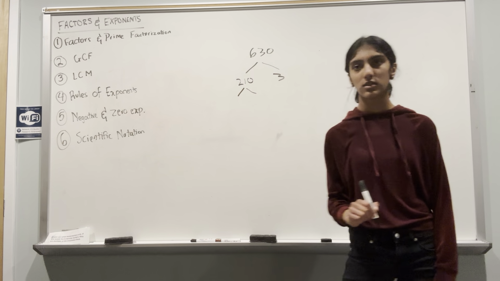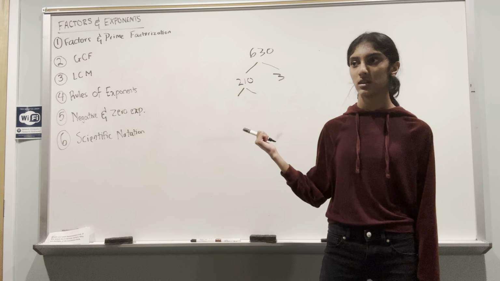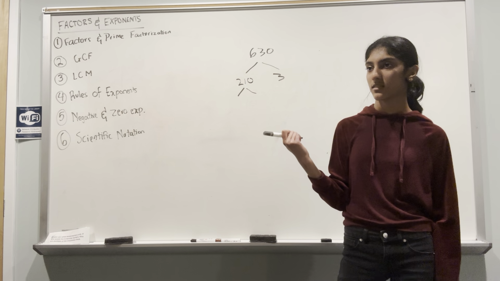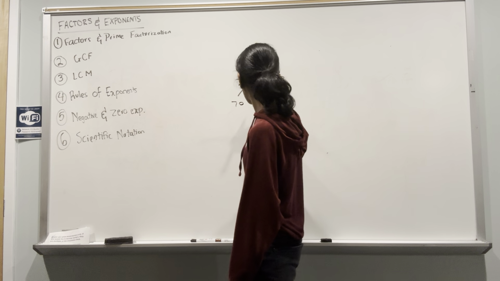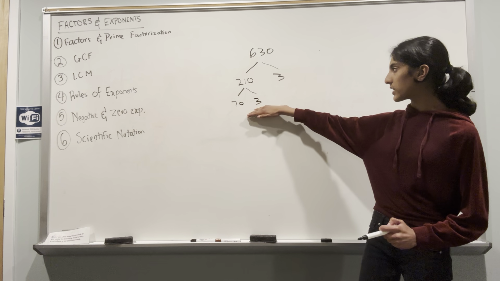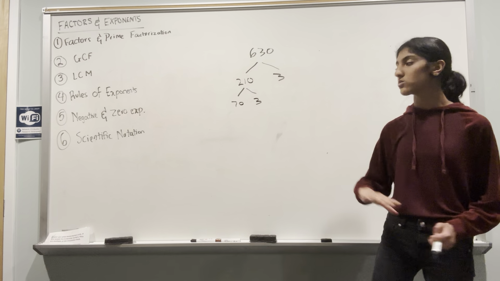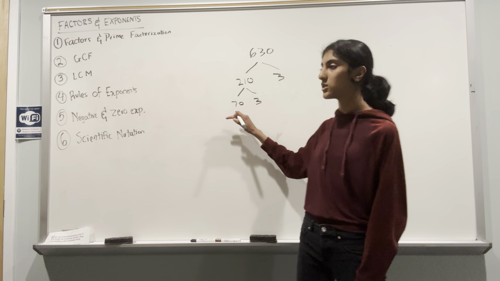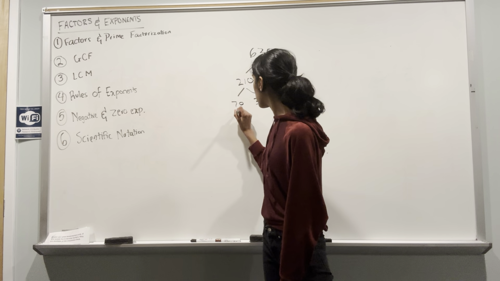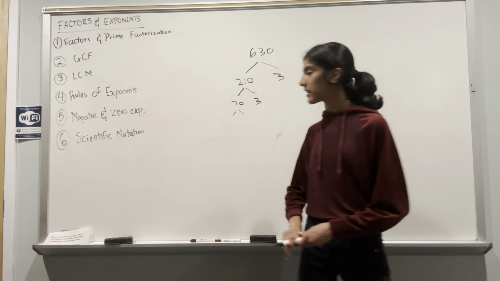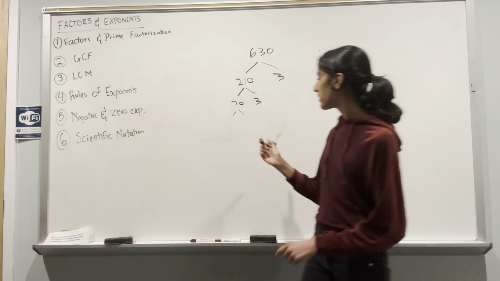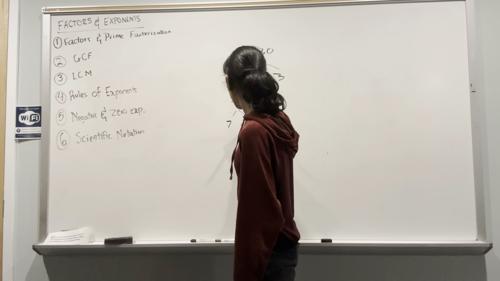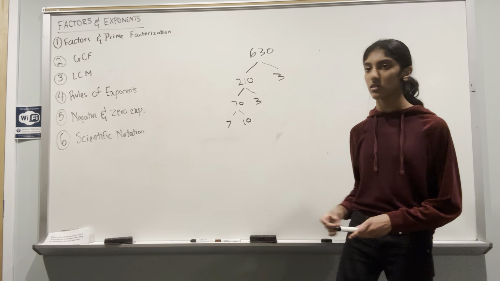So what are 2 factors I could use for 210? Go ahead. 70 and 3. So 70 and 3. And 3 is a prime number, so I'm going to leave that be, and I'm going to continue with 70. So I'm going to ask, what are the factors of 70? 7 and 10. Yep. And this is a good example because 7 is also prime.